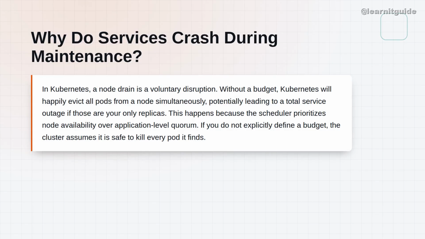So, why do services crash during maintenance? In Kubernetes, a node drain is a voluntary disruption, meaning it is an intentional administrative action. Without a budget, the cluster will happily evict all pods from a node simultaneously. If those pods represent your entire service capacity, you have just triggered a total service outage. This happens because the cluster's internal scheduler prioritizes node availability over your specific application level quorum needs. If you do not explicitly define a budget, the system assumes it is safe to kill every pod it finds.